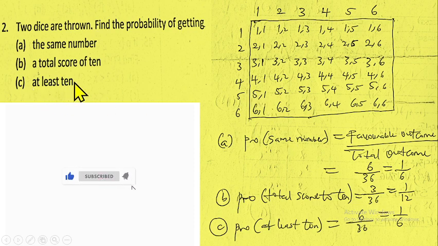Then at least 10. Probability of getting at least 10. The minimum is 10. It could be 10 or greater. So the number that we show is at least 10. So 10 or greater. The favorable outcomes are 1, 2, 3, 4, 5, then 6. At least 10 means it could be 10 or greater than 10. This is 10, 10, 10. This is 11, 11, then 12. So 1, 2, 3, 4, 5, 6. These are the favorable outcomes for showing at least 10. So we have 6 over 36 as well. That gives us 1 over 6 as well. So that's the solution for question number 2.